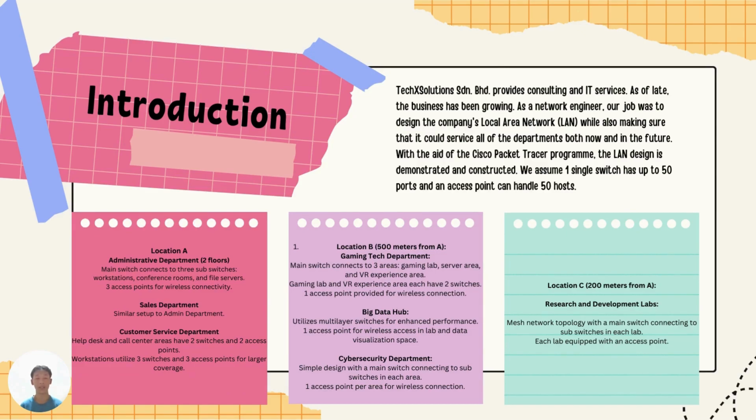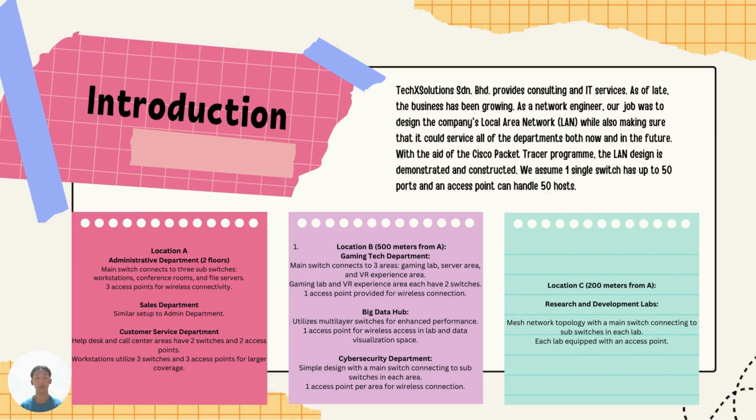For the administrative department and sales department, we have exactly the same setup. We use a main switch to connect three sub-switches in three different areas: workstation, conference room, and file server room. Three access points are also provided in this area to provide wireless connectivity. For the customer service department, the help desk and call center areas each have two switches and two access points. And for the workstation, we utilize three switches and three access points for larger coverage.